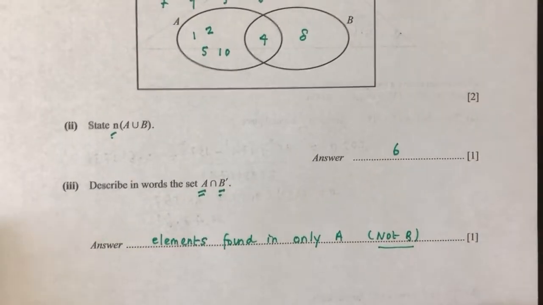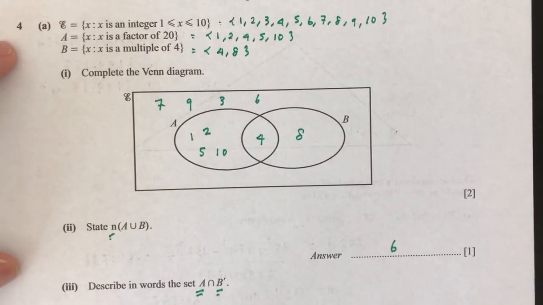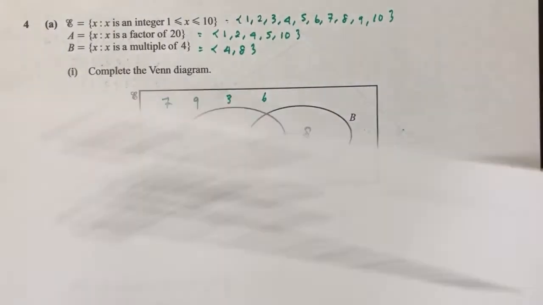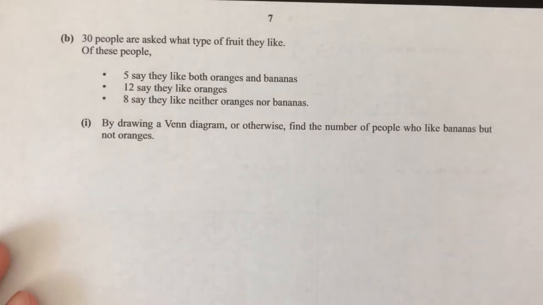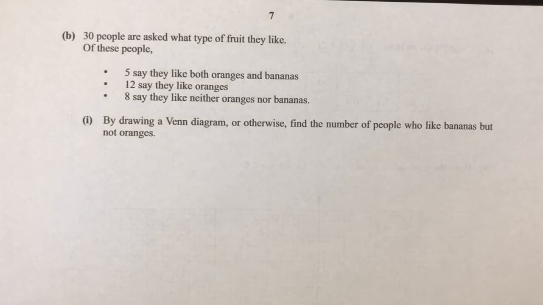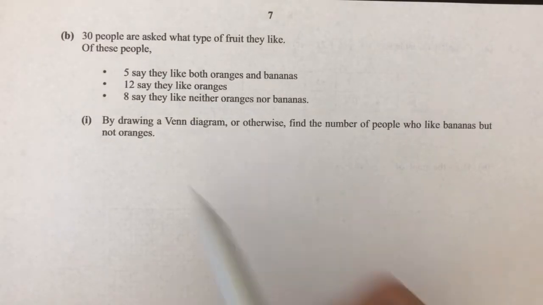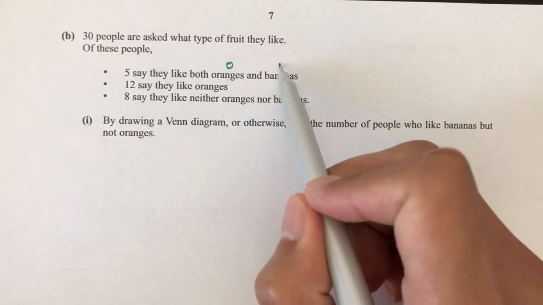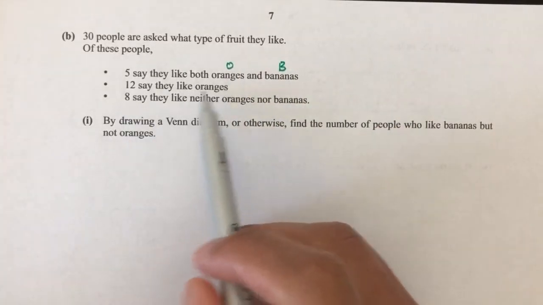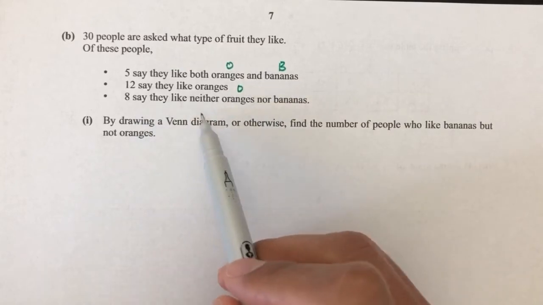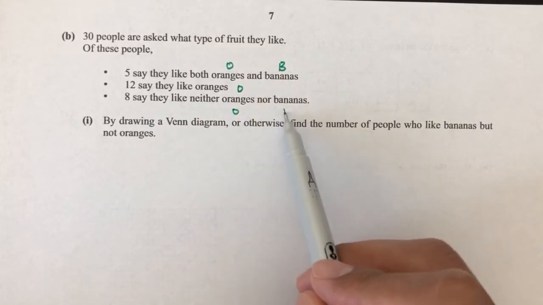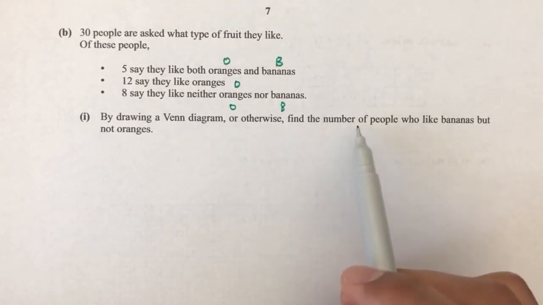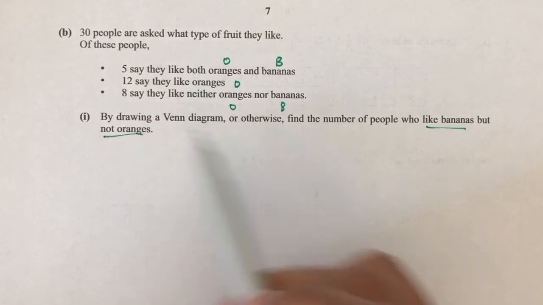Okay, so that is part 3. That is part A. Let's move on to part B. So here we have 30 people are asked what type of fruit they like. So out of these people, 5 say they like both oranges and bananas. So we have O and B. And 12 say they like oranges. And 8 say they like neither oranges nor bananas. So by drawing a Venn diagram or otherwise, find the number of people who like bananas but not oranges.